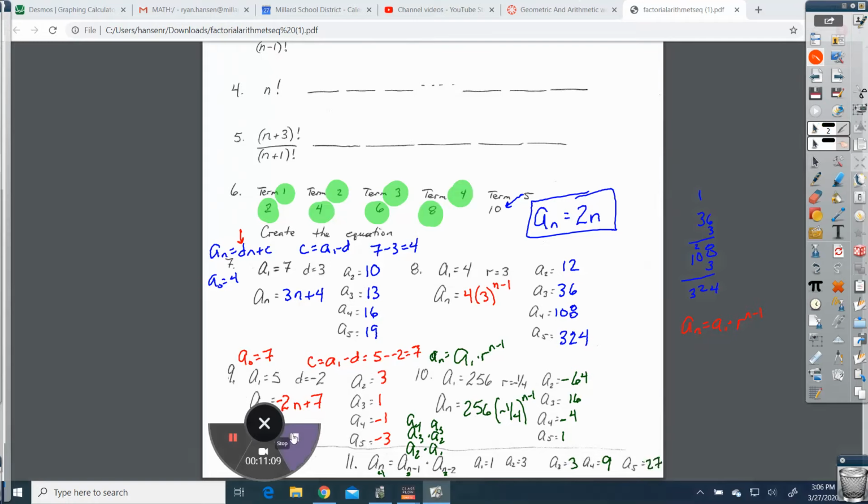Hopefully that helps. Hopefully between the notes and this, you're able to start to get an idea of what this is.